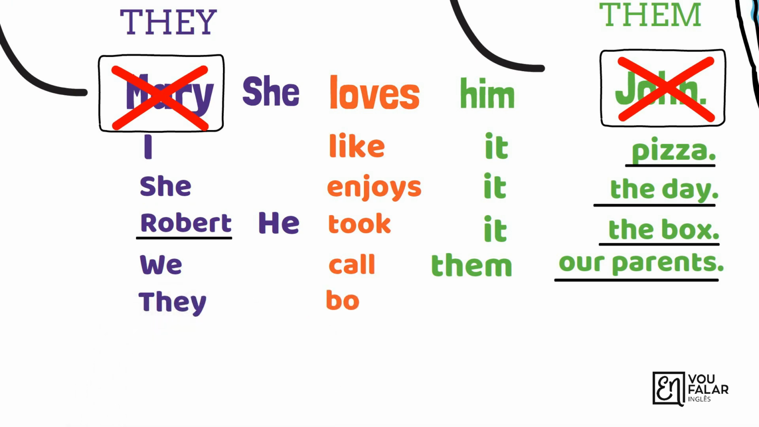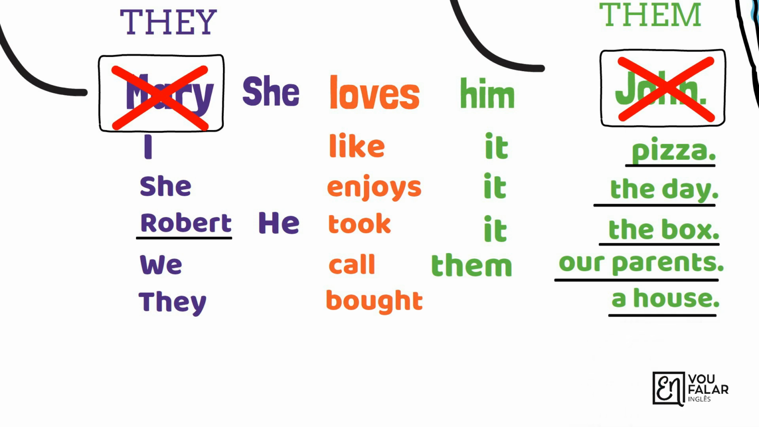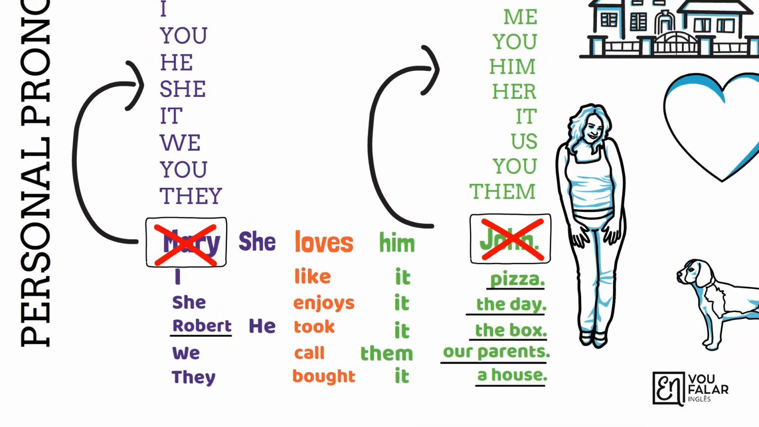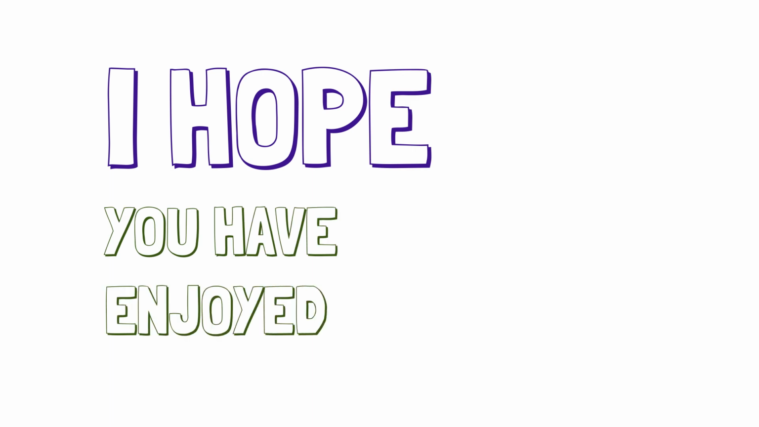In our last example, they bought a house. Again, they is already a pronoun, a subject pronoun. Bought is a verb, and a house is the noun that can be replaced by an object pronoun. One more time, it's the pronoun it, because it's a third person of the singular. Really simple, right guys? This is an overview of the uses of subject and object pronouns when replacing nouns in sentences. I hope you have enjoyed.